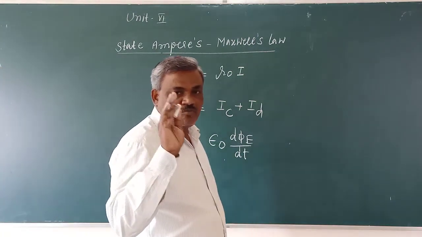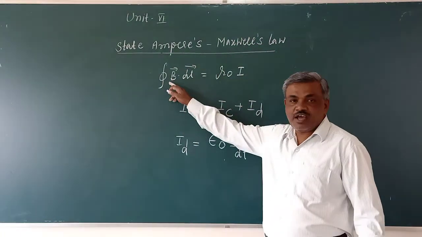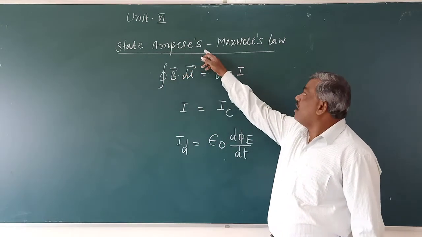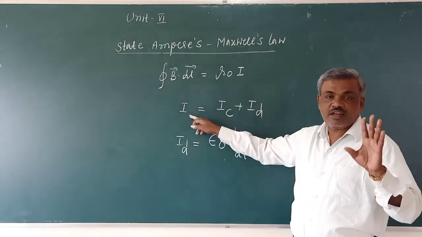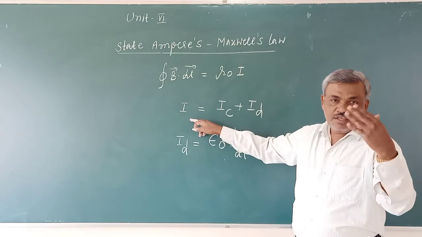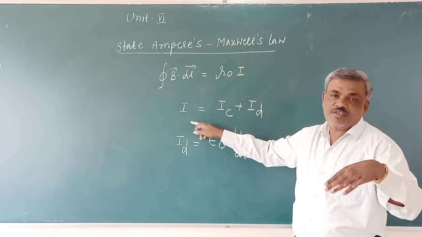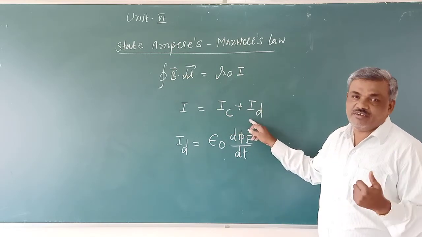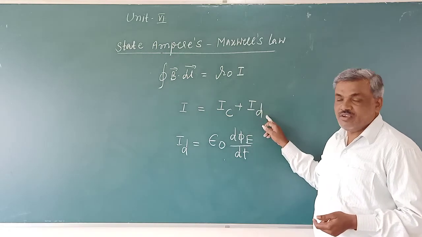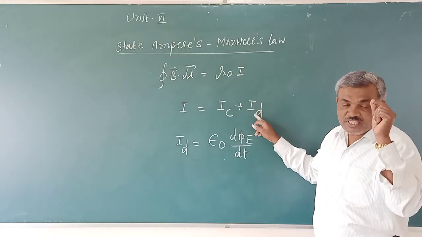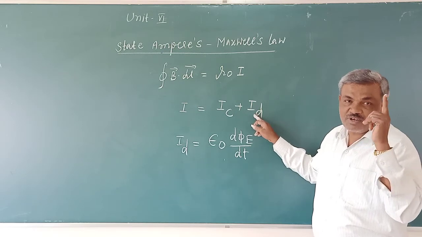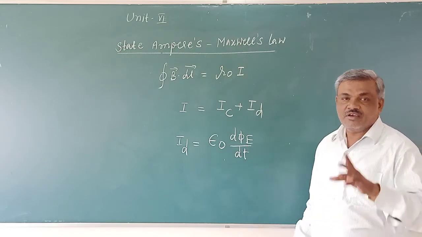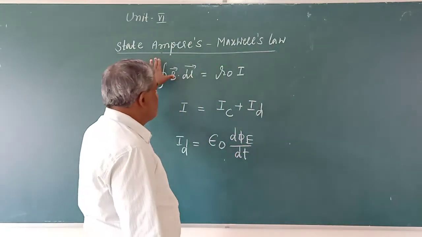Students, now observe a very important mathematical expression. The first one is Ampere's circuital law. After that, the second equation is Ampere's Maxwell law. The total current passing through any surface which is a closed loop is equal to the sum of conduction current and displacement current. I equal to IC plus ID, where ID is the displacement current. The mathematical expression for displacement current is ID equal to epsilon naught dΦE by dt. Now you write Ampere's Maxwell law.